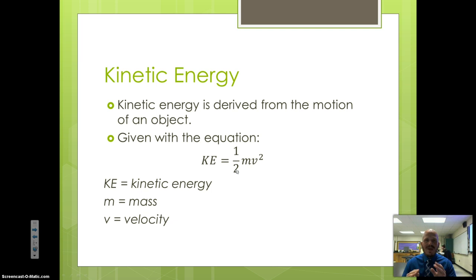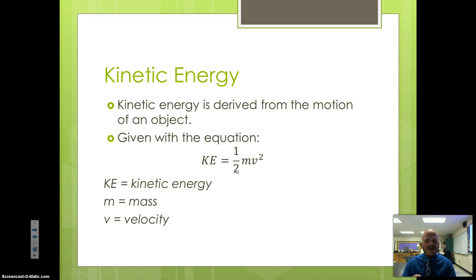So there's two things we have to look at to figure out kinetic energy. We have to look at the mass of an object, and we have to look at the velocity of an object. The bigger the mass, the greater the energy. The higher the velocity, the greater the energy. Velocity having the greater impact on energy. A change in velocity has a greater change for energy than a change in mass.